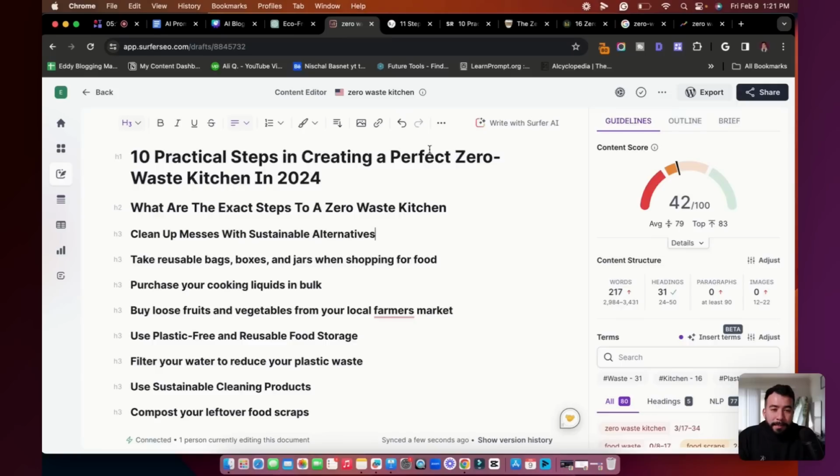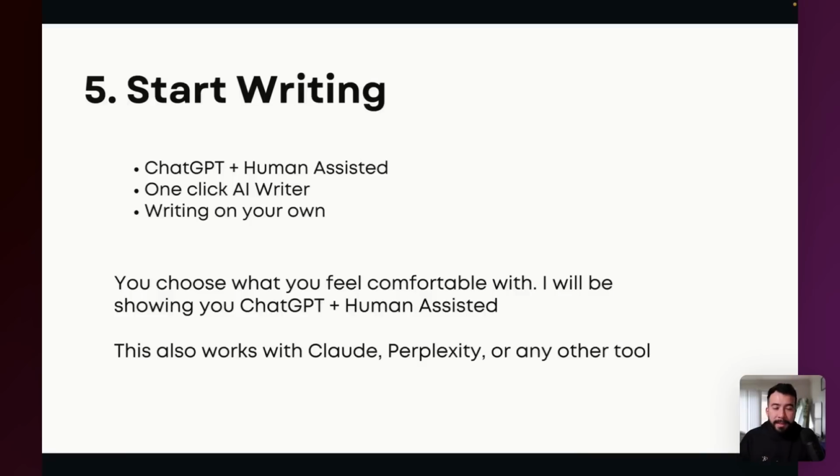So the next step is starting to write in ChatGPT. This is the first step that I take when it comes to making sure that ChatGPT knows exactly how to write the content that I want to write. So like I said, let's go ahead and start writing. There are going to be 3 different options here. Number 1, you can do ChatGPT plus human assisted, which is my personal favorite.